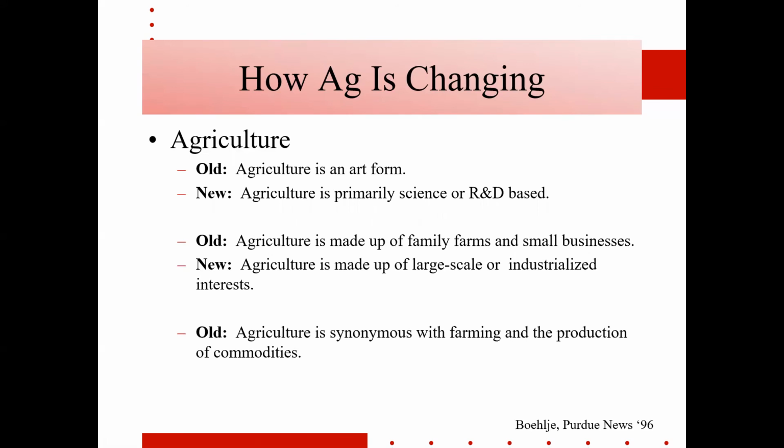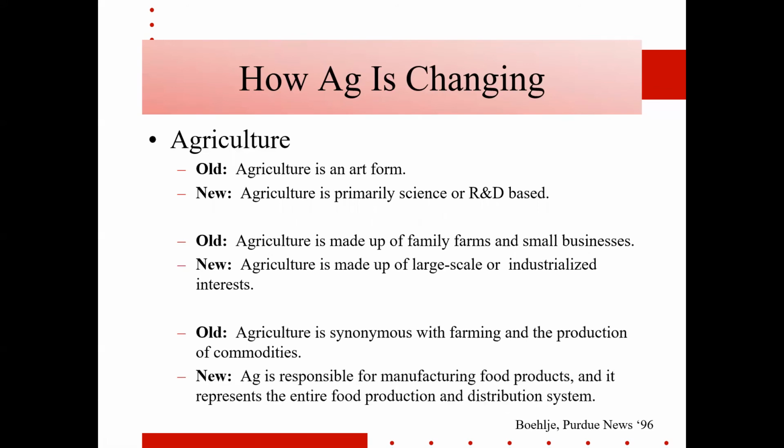Agriculture is synonymous with farming and the production of commodity, versus agriculture is responsible for manufacturing food products. Those terms are very specifically chosen in this example. And it represents the entire food production distribution system.